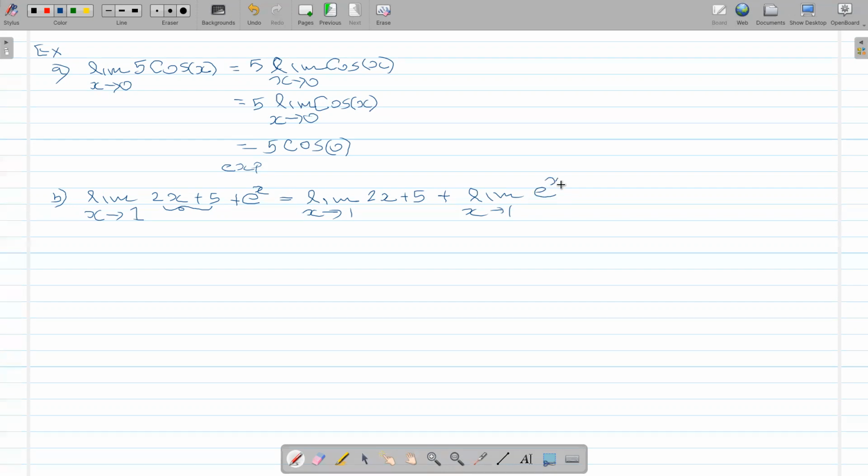So you break it down to two, because this is a polynomial, no? The polynomials are in the list, and this is an exponential function. It's in the list. This exp is the same as exp x. So that is also in the list. So now I can plug in because they are continuous functions. So I can plug in 2 times 1 plus 5, which is 7, and e to the 1.